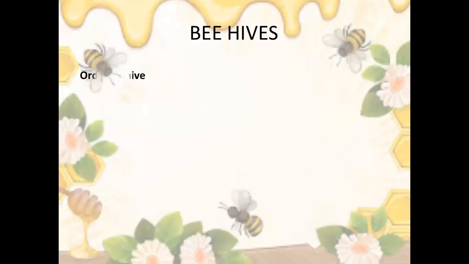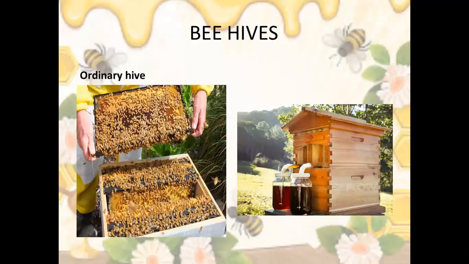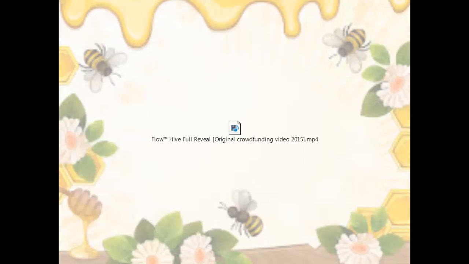So which one is better? This one with the drawer or this one with the tap? Of course, this one with the tap. Honey on the tap. It's so simple. In this video, you can see how the flow hive operates and how the old hive operates as well.